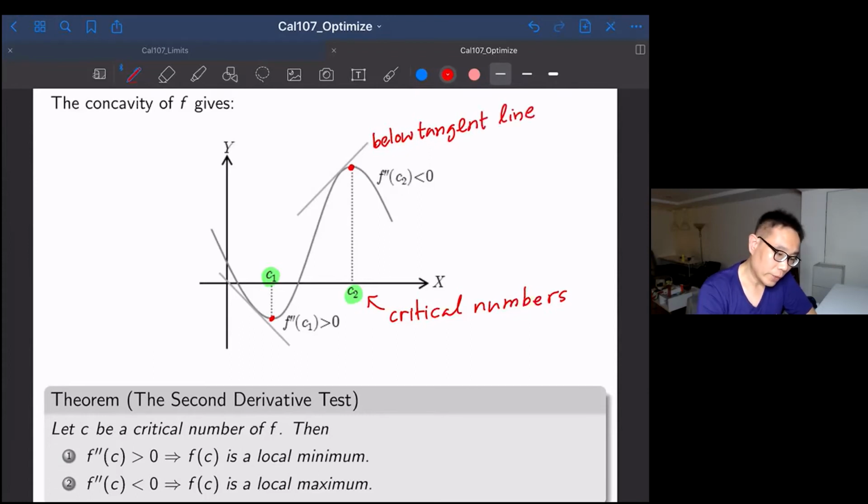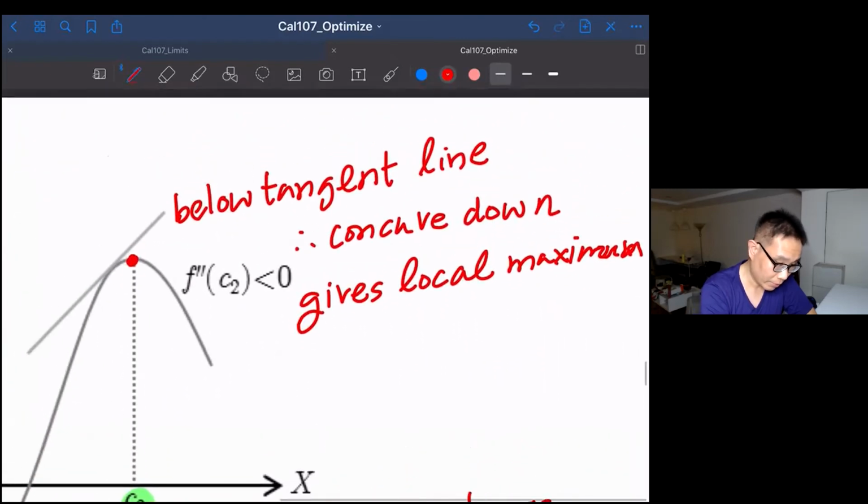So this guy will be concave down. Okay, so you have this concave down. However, if you see from the picture, when you have concave down, it's going to turn out to be a local max or min. In this case, it's going to be a local maximum.